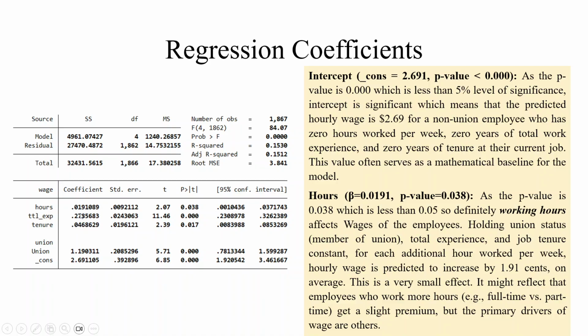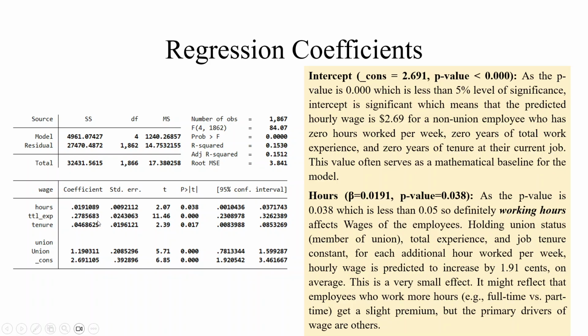So it's very simple, multiply it by 100. Holding all others constant, if the employee works 1 hour more, they will gain 1.91 cents more on average. This is a very small effect. It might reflect that employees who work more hours, for example full-time versus part-time, get a slight premium, but the primary drivers of wages are others. This is not a primary driver.